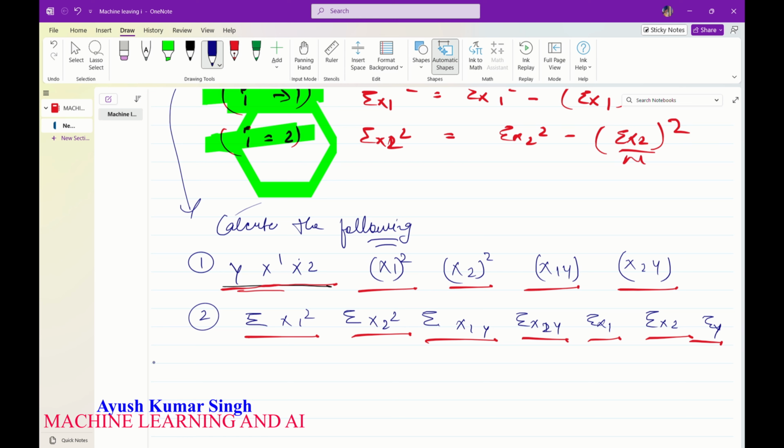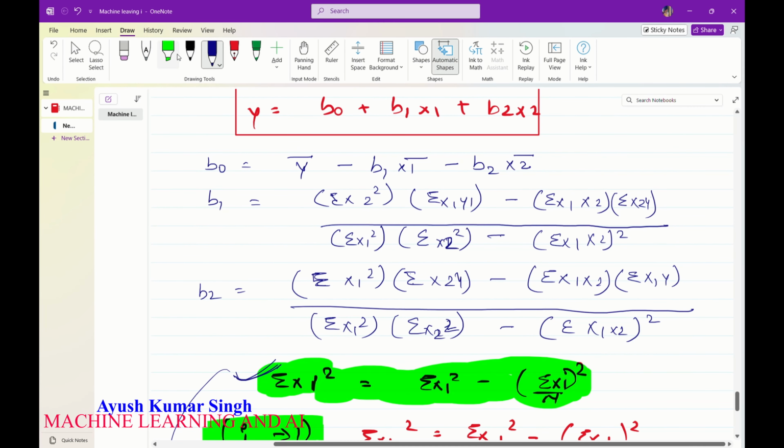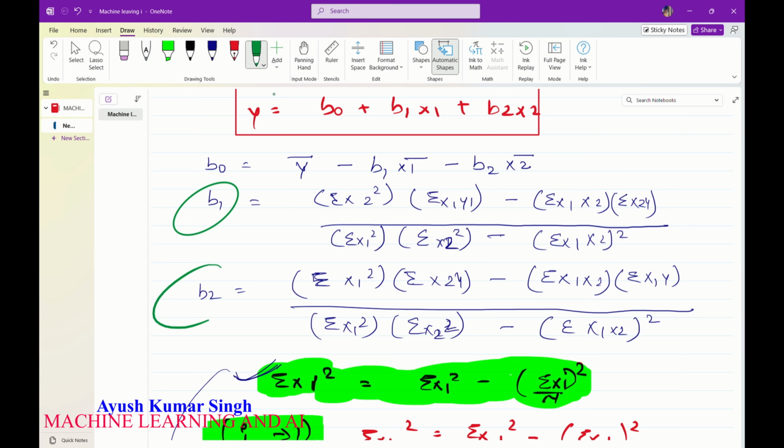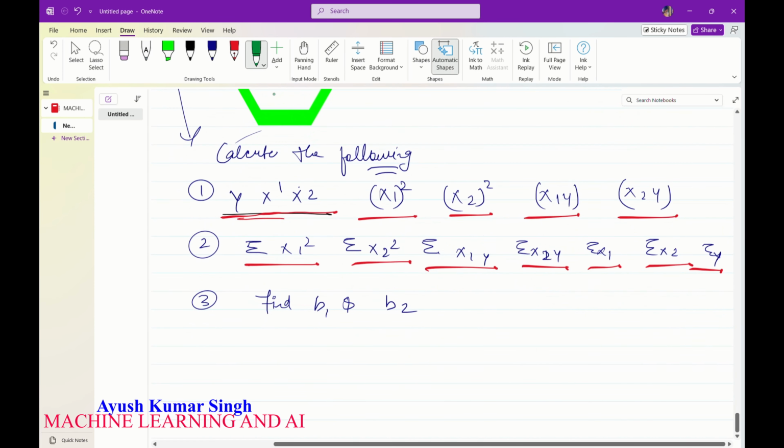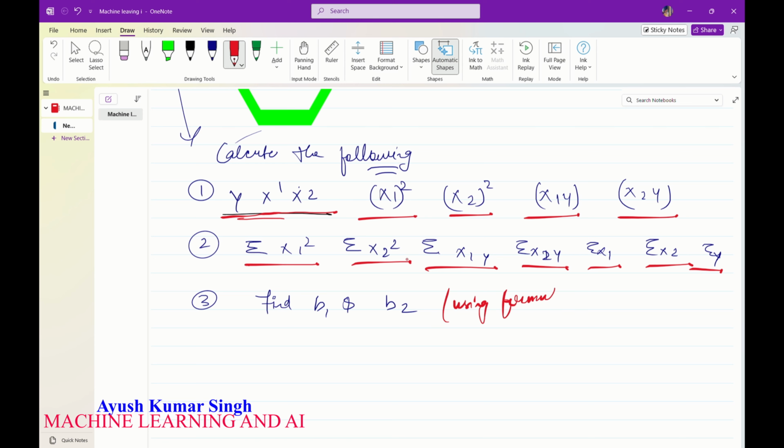After that, the third step would be to find B1 and B2, which you can find using the formula which we have done here. Okay. So for finding B1, you can use this formula. For finding B2, you can use this formula and put their values here. I'll write it here using the formula.